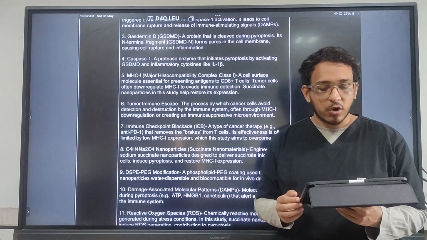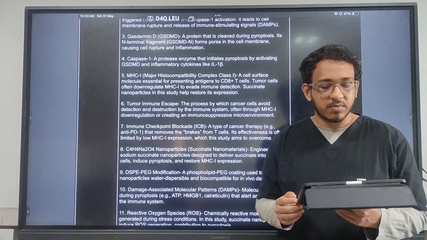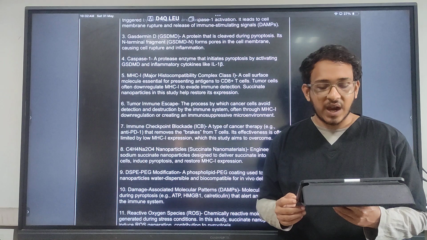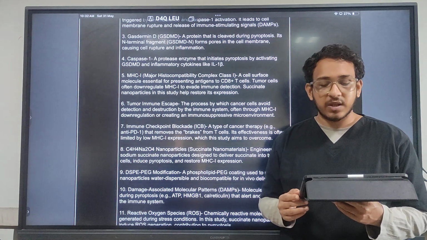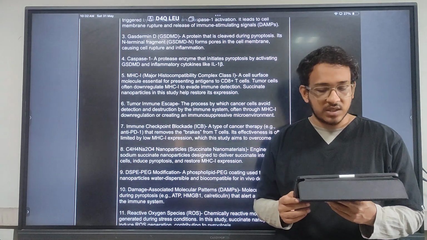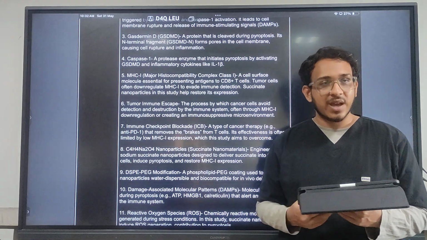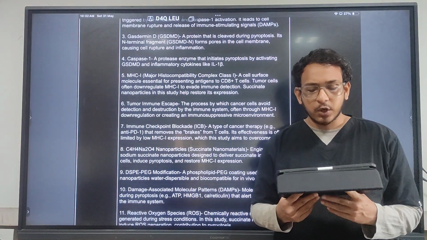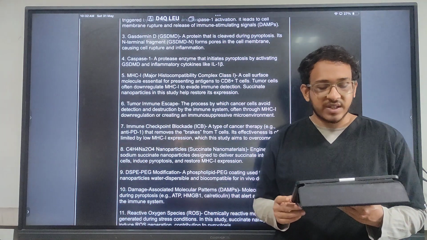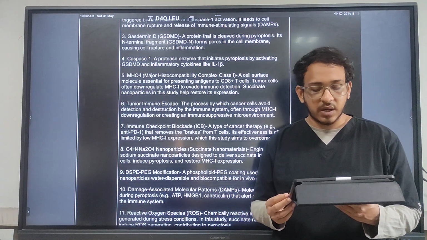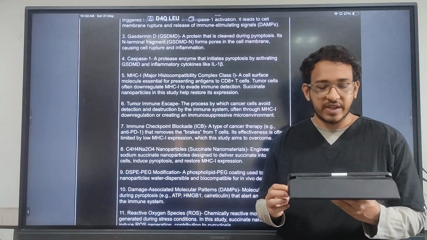MHC1, the major histocompatibility complex, is a cell surface molecule essential for presenting antigens to CD8 plus T cells. Tumor cells often downregulate the MHC1 expression to evade immune detection. So succinate nanoparticles in this study will help to restore this expression.